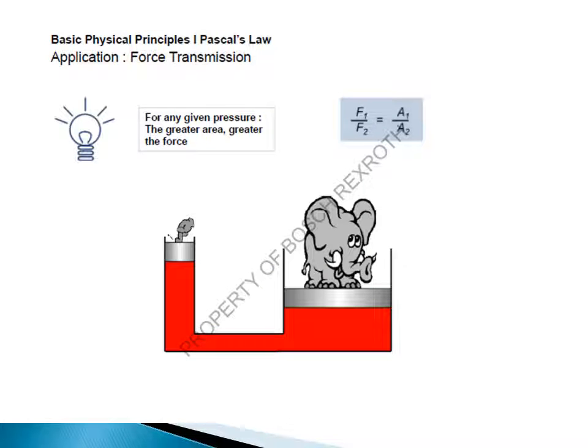Okay, so here you can understand the application of force transmission: you can apply a very small force here, right? And here you can lift a very heavy weight, right? So for any given pressure, the greater the area, the greater the force. It means here the area is greater, here the area is less, but the pressure is constant. So you can see the advantage: if the area is greater, you can apply a greater force, or you can lift a greater weight.